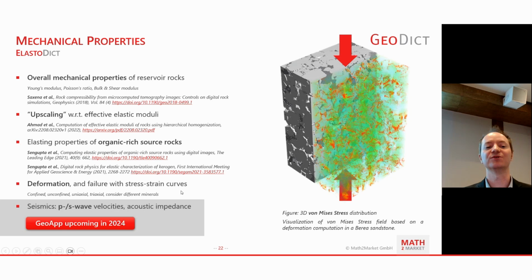You can consider different mineral strength or different mineral parameters using our material database in GeoDict or implementing your own. And which is quite new, also mentioned sometimes today already, is the computation of the P and S wave velocities and the acoustic impedance, which will be a GeoApp that's upcoming during this year. Okay, here you can see, just as an example, the von Mises stress distribution in 3D for Berea sandstone.